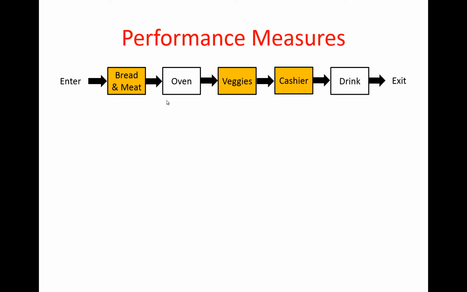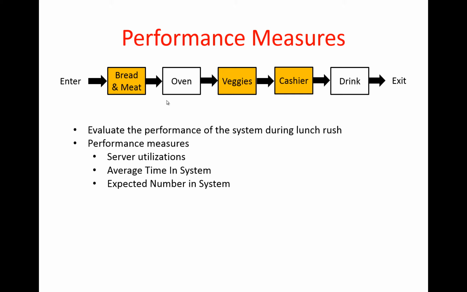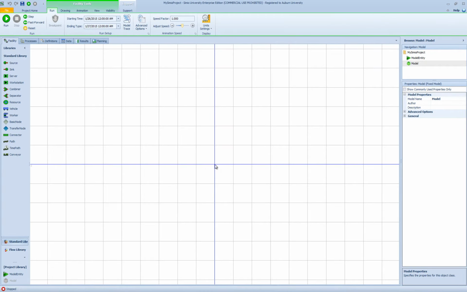As for the performance measures that we're interested in, particularly we want to evaluate server utilizations and also average time in system and expected number in system at steady state. So now we can jump to Simio and start building our initial model.